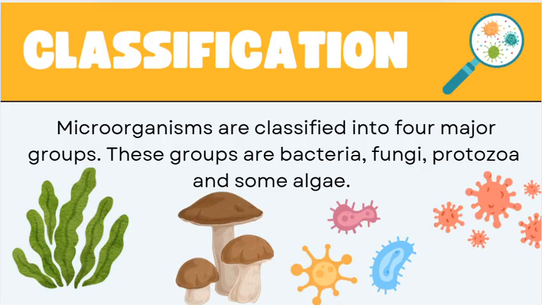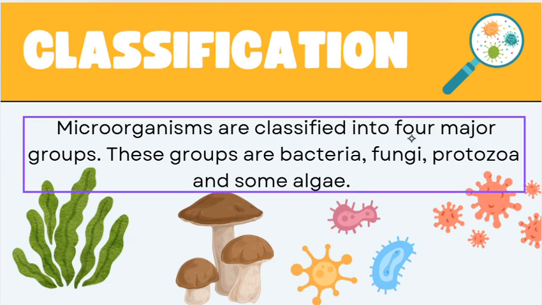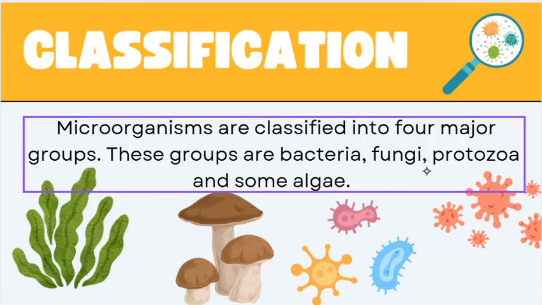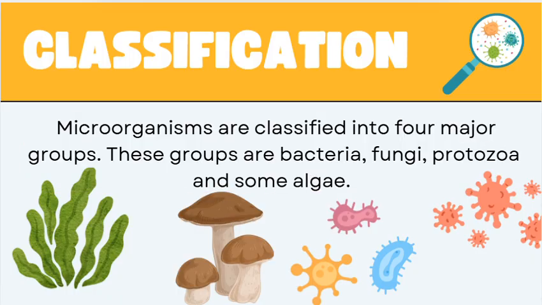Now let us look at the classification of microorganisms. Microorganisms are classified into four major groups, and these groups are mainly bacteria, fungi, protozoa, and some algae.